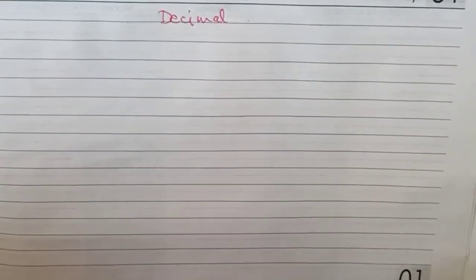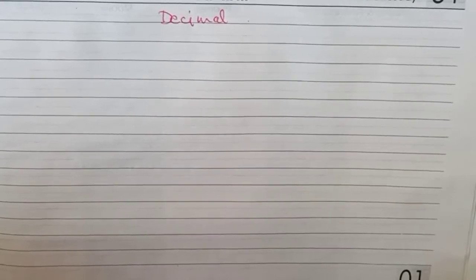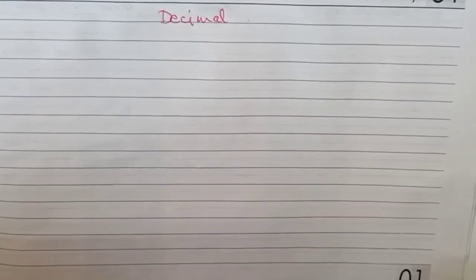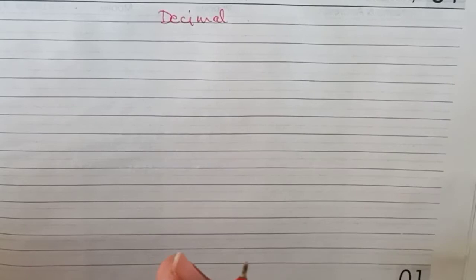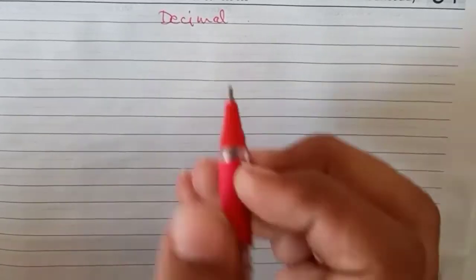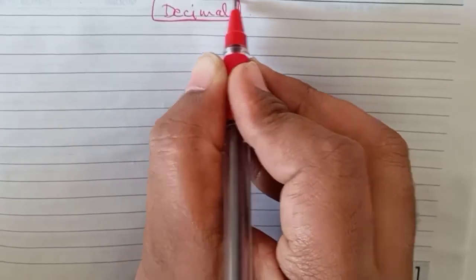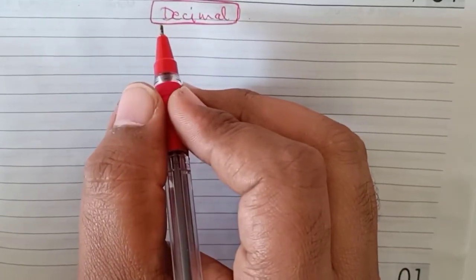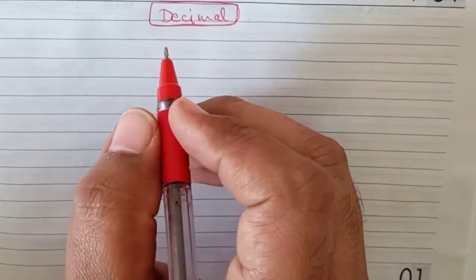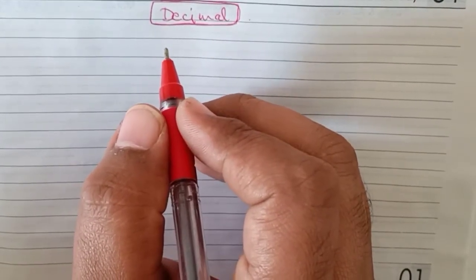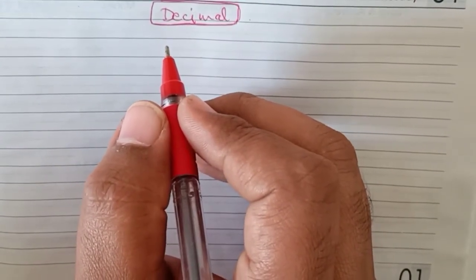So far, we have learned how to convert any other number system into binary and how to convert binary into any other number system. And today our focus will be on the decimal number system. Also in the previous lecture, I mentioned that the most important conversions are decimal and binary.